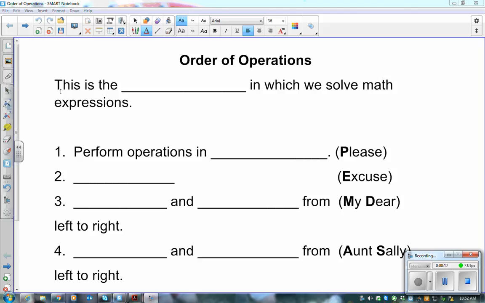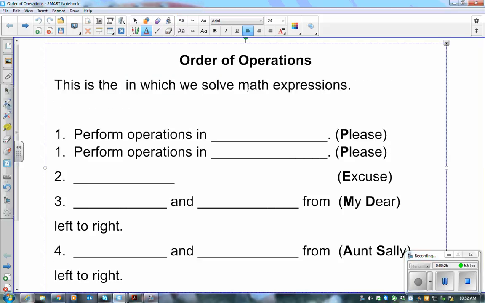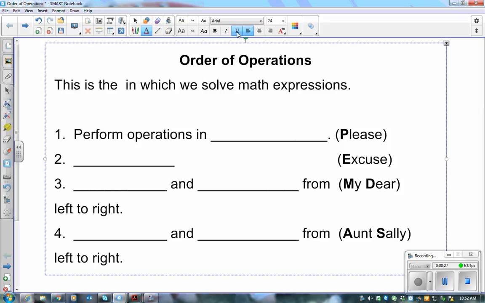So I'm going to start off with what order of operations is. Well, this is the order in which we solve math expressions. So we'll go ahead and add that there. It is the order in which we solve math expressions, which is a rule. This is the rule for solving math expressions. In math, there are a lot of rules. This is one of them.